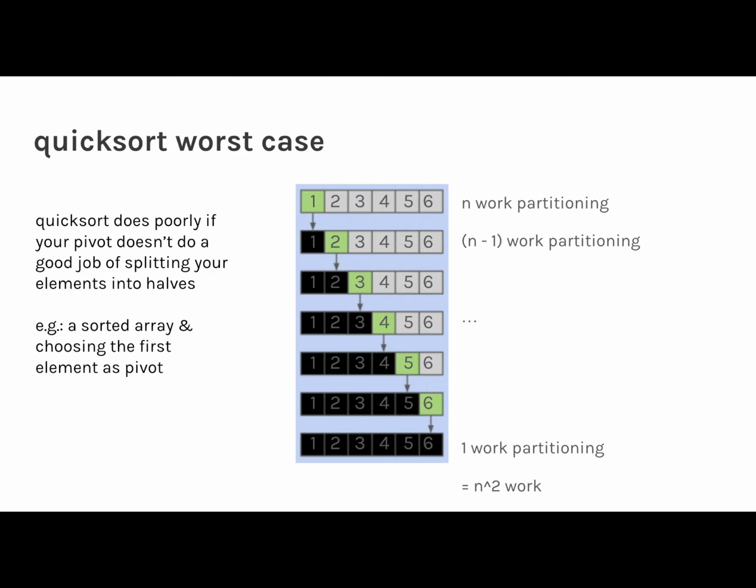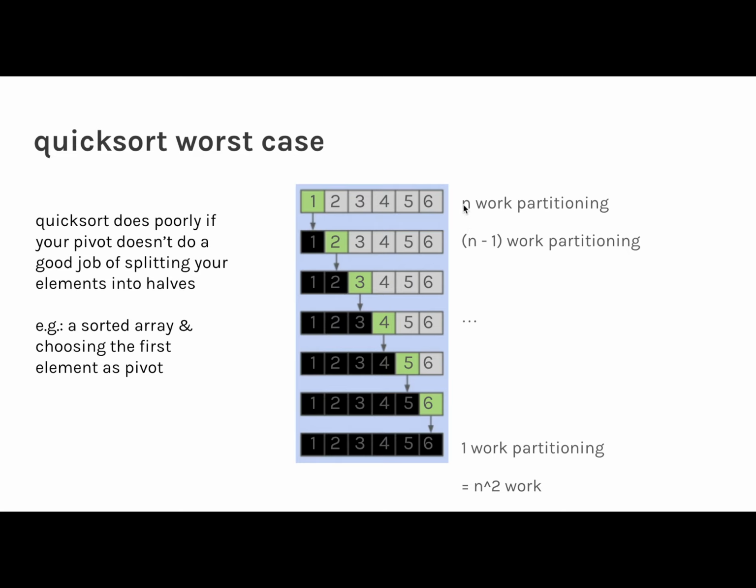But if it does a really bad job of splitting your array into halves, for example, if you have a sorted array and you choose the first element as the pivot, then you're going to get something like this. Okay, I chose 1 as the pivot, so I look through my whole array to see if any elements are less than 1, and no, so this is now my entire right array, and my new pivot is 2. I have to look through all the elements to see if any are less than 2, etc., etc.